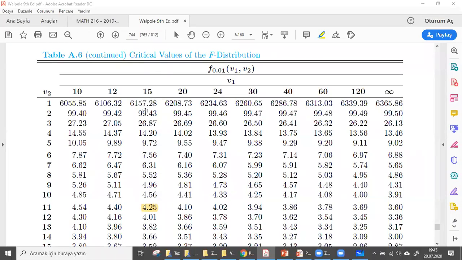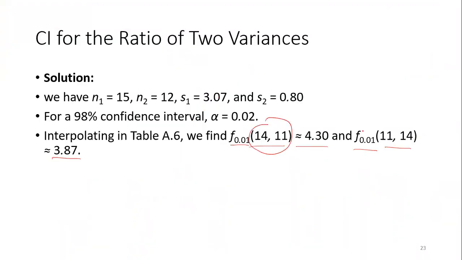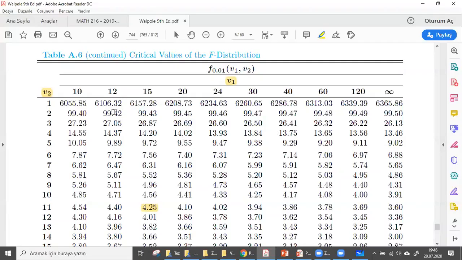So here you can see that this is again the F table with v1 degrees of freedom here and v2 degrees of freedom here. Remember what we are searching for: v1 was 12, v2 was 15, so I need 11 and 14 degrees of freedom. So I need 14 and 11, and 11 and 14. I don't have 11 and 14 in the table, so it will be somewhere in between. And the other one will be very close to this one as well, 4.25.